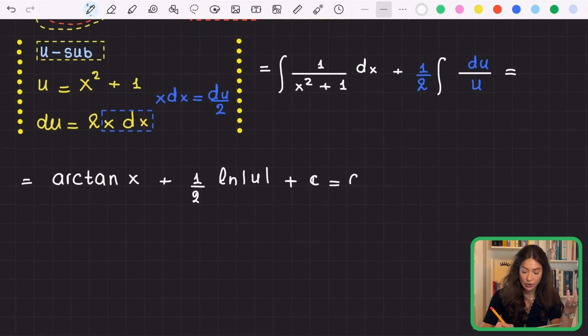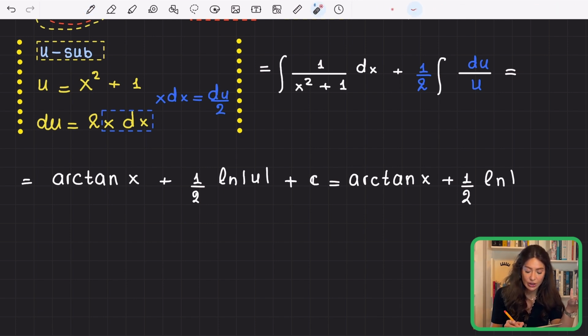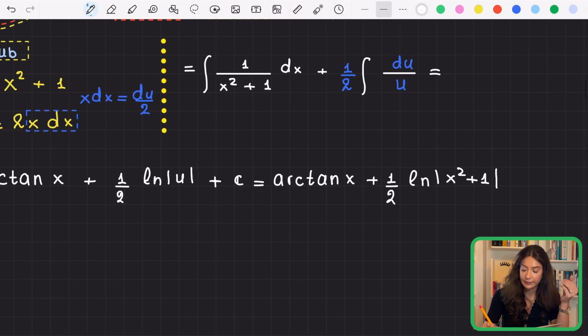So we need to go back to the initial variable. And at this point, you don't really think. Anywhere you see u, you replace that with the expression that you promised u would equal to. In this case, x squared plus 1. And now you're done.